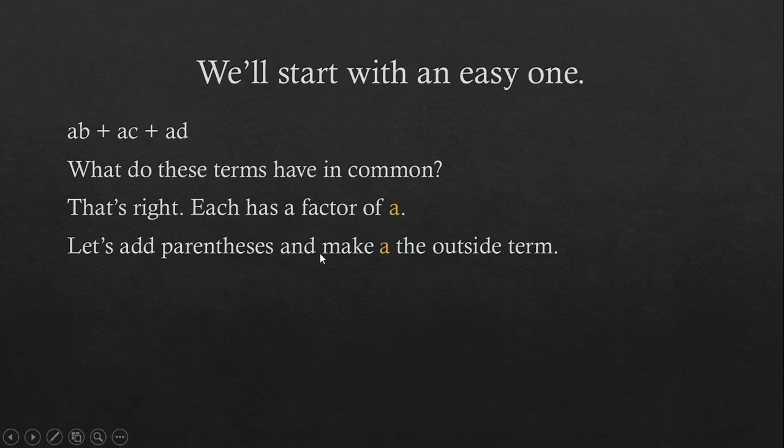So let's add parentheses and make a the outside term. Here's what it looks like. A times the sum of all of those. So B plus C plus D, all of that multiplied times A. And then in our heads, we can always put it back. A times the B gives us that term. A times the C gives us that term. A times the D gives us that term. Here it's really easy, but later doing it backwards like that will give us a chance to check it.